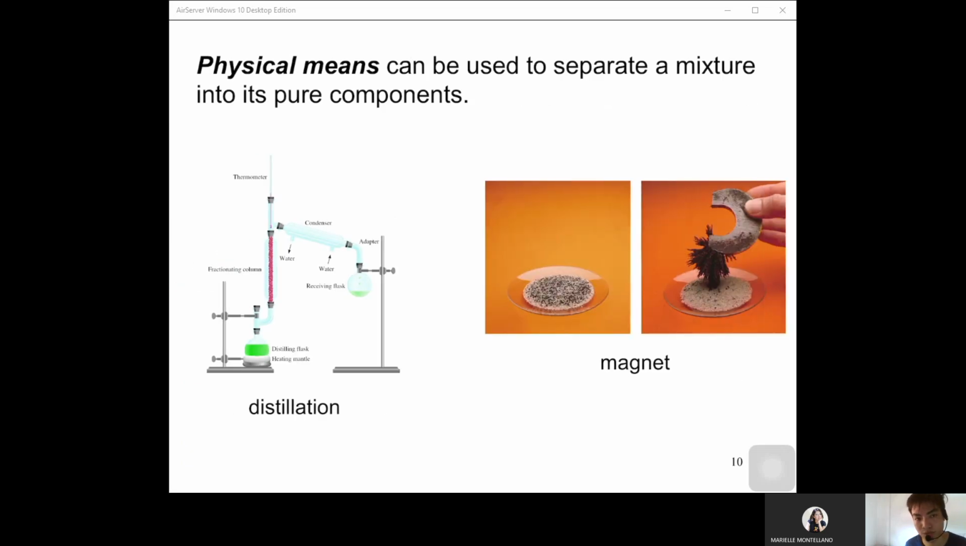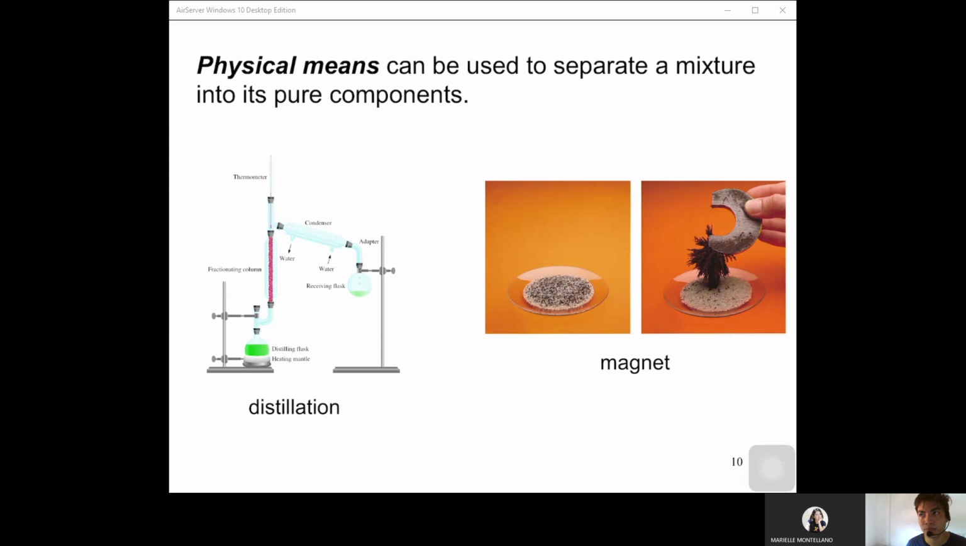And if we have mixtures, we can separate them by two means: physical and chemical means. So, let's go to physical first. Physical means is simply separating mixtures into their components. So, what do we do there?